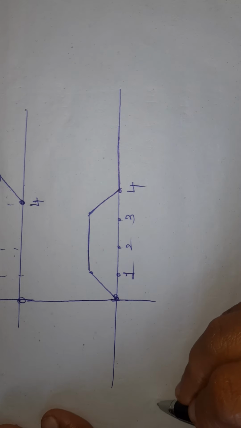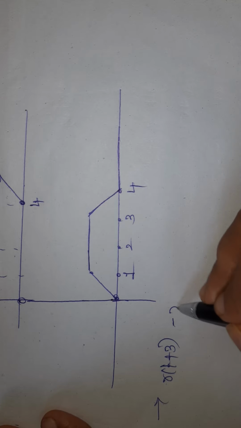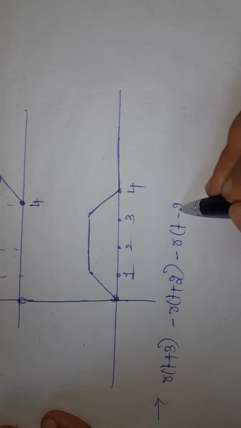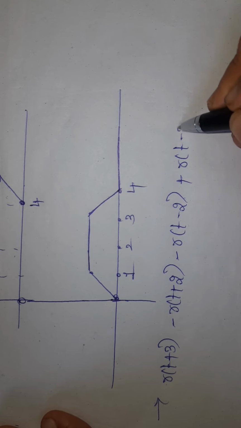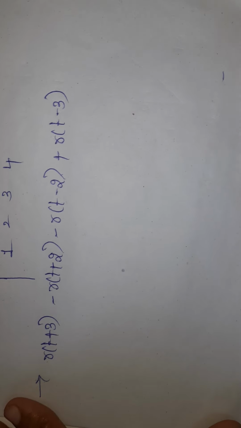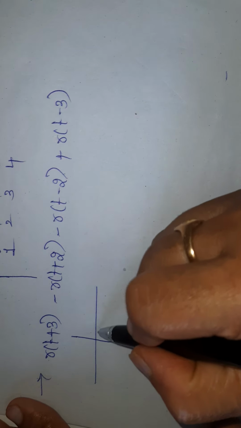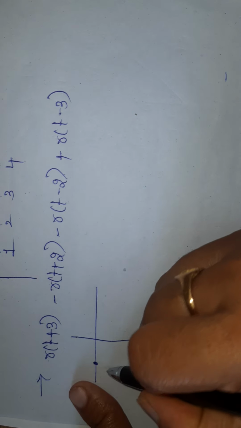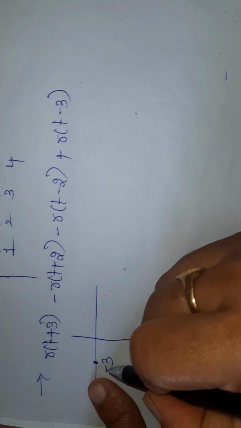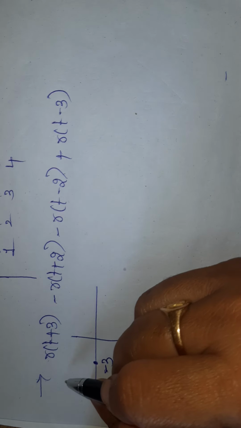Okay. Similarly, r of t plus 3 minus r of t plus 2 minus r of t minus 2 plus r of t minus 3. So this is a problem we have to do now. Okay. So r of t plus 3 means from minus 3, this is advanced version and advanced by 3 units. So from minus 3, advanced version means the signal is moving towards left.